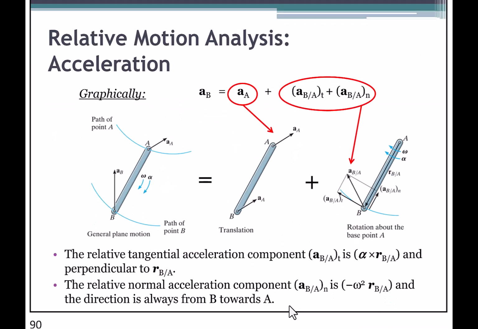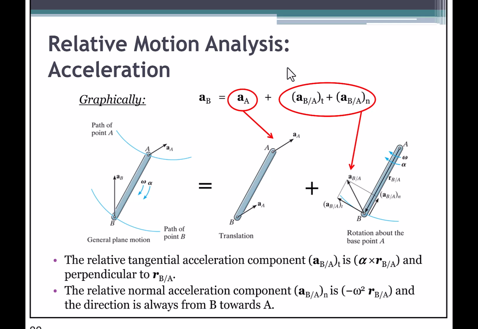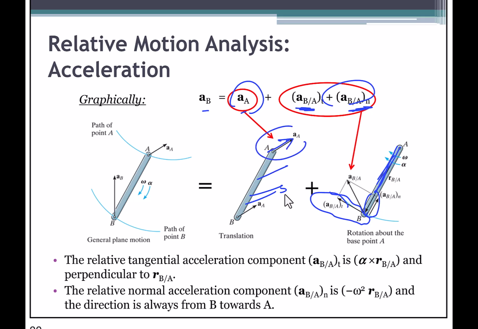Graphically, this is how we draw them. So the acceleration of B is this absolute acceleration of A, of point A, plus the tangential component of the acceleration of B, plus the normal acceleration of B with respect to A. This is normal, along this axis which is the normal axis. And this is the translational acceleration of point A that we talked about.